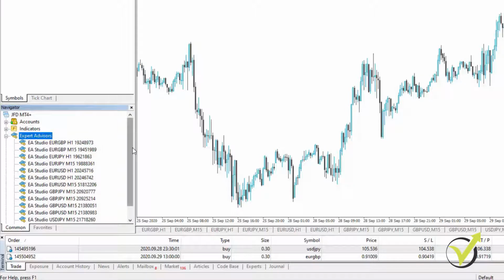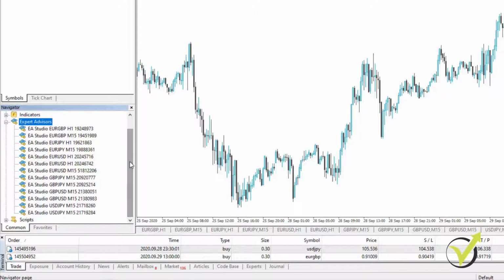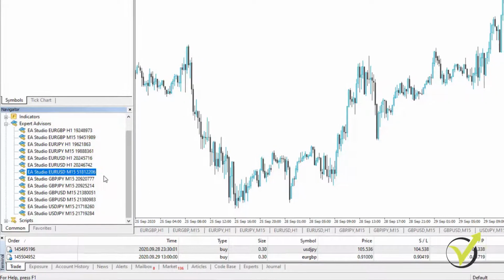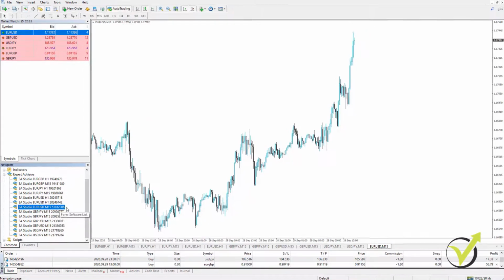So this is how I will compile this expert advisor, and it was for euro dollar on M15, and it has the magic number of 51812206. Now before I drag this expert advisor on the trading chart and I show how to make a backtest, I will show you what is the strategy behind this expert advisor.